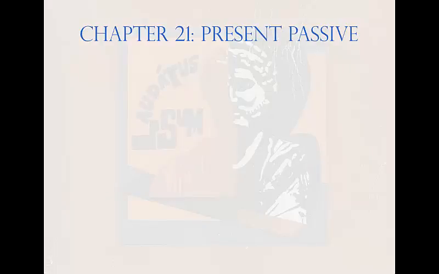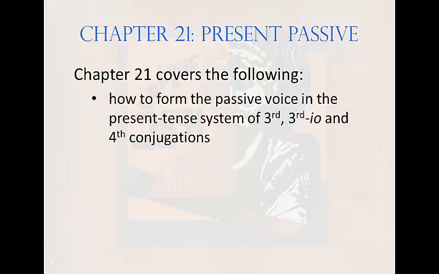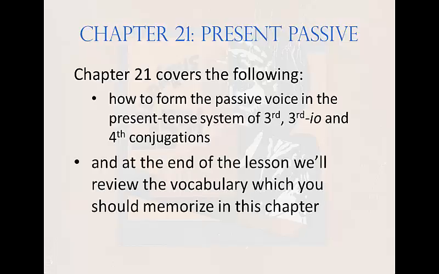Chapter 21. The Present Passive System. Chapter 21 covers the following: how to form the passive voice in the present tense system of third, third IO, and fourth conjugations. And at the end of the lesson, we'll review the vocabulary which you should memorize in this chapter.